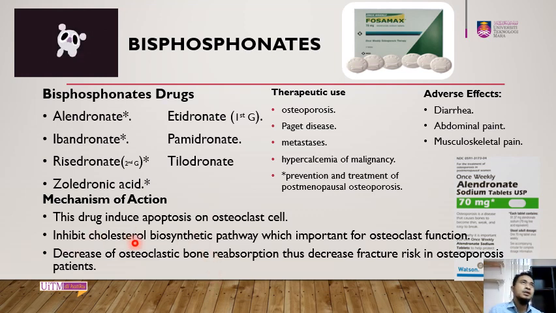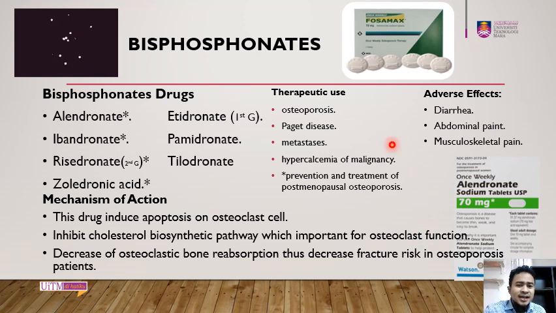The osteoclast cannot function properly, and even a precursor of the osteoclast, the matured osteoclast, is instructed to kill themselves in the manner of apoptosis. So all of the resorption rate will be decreased, and also decrease the fracture risk in osteoporosis patients.